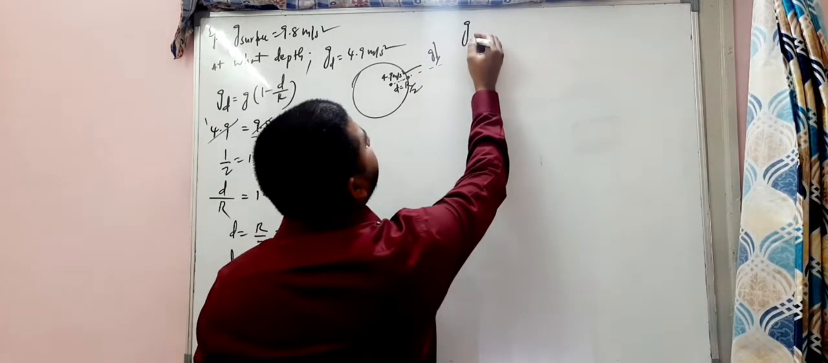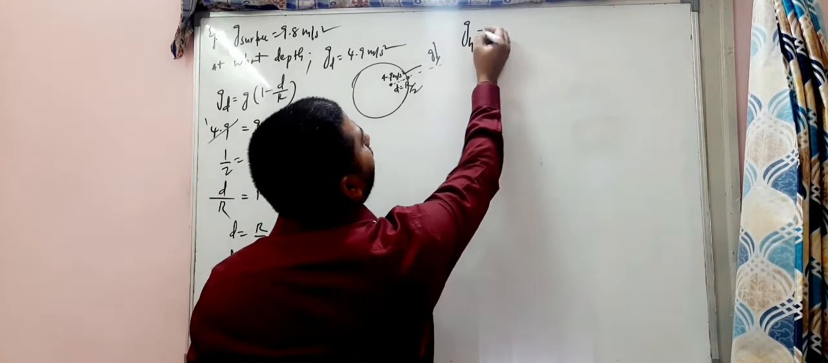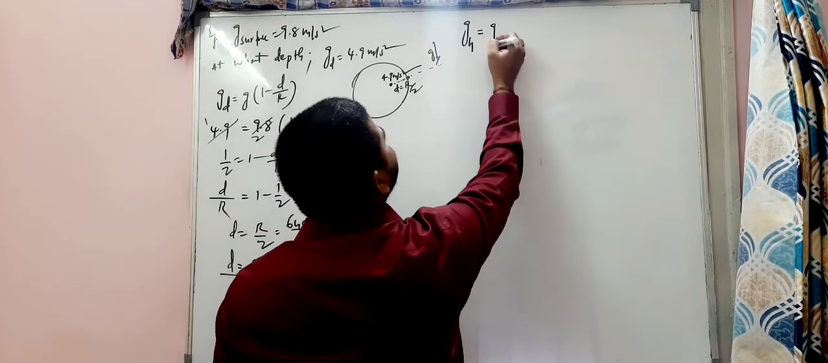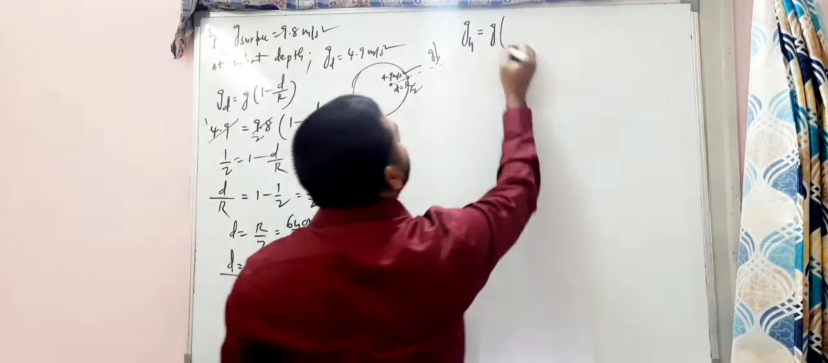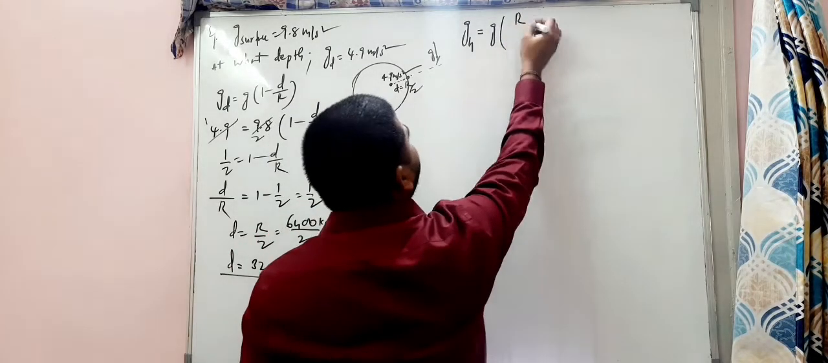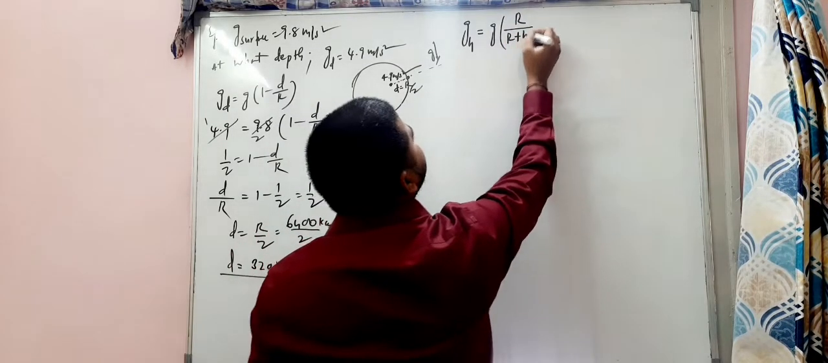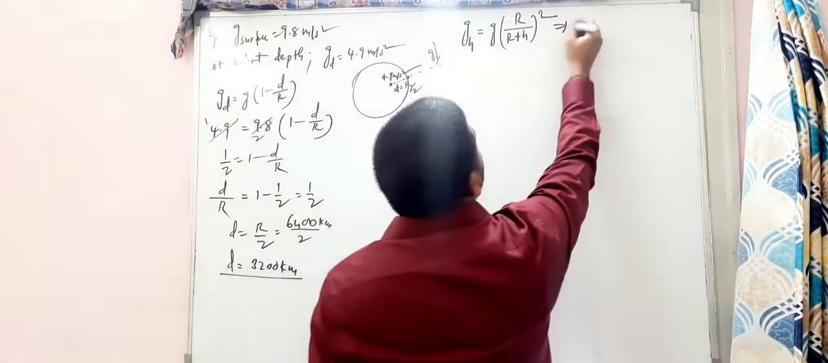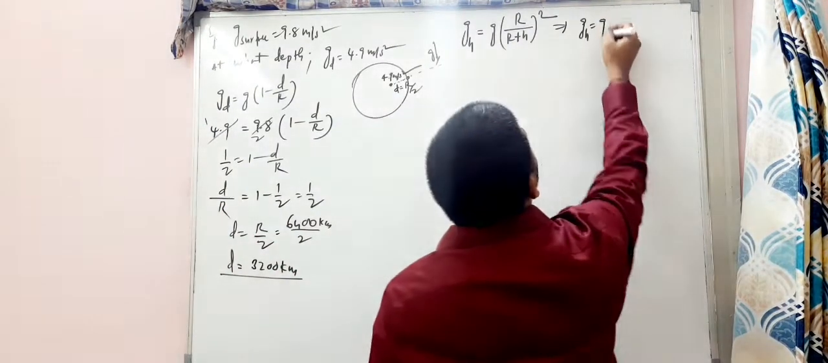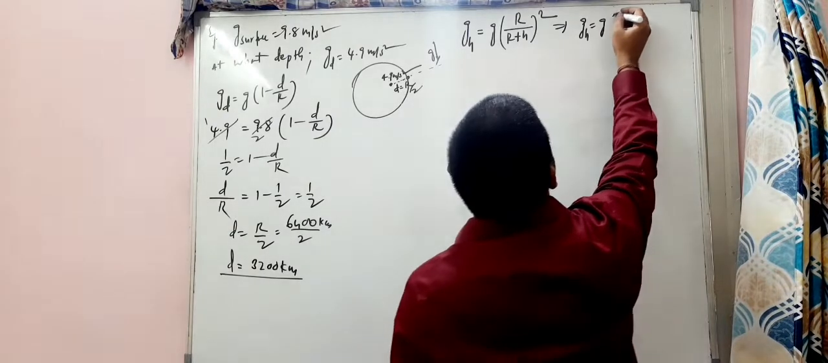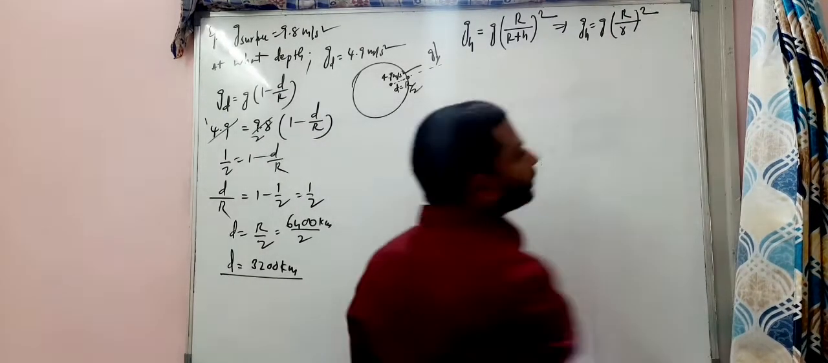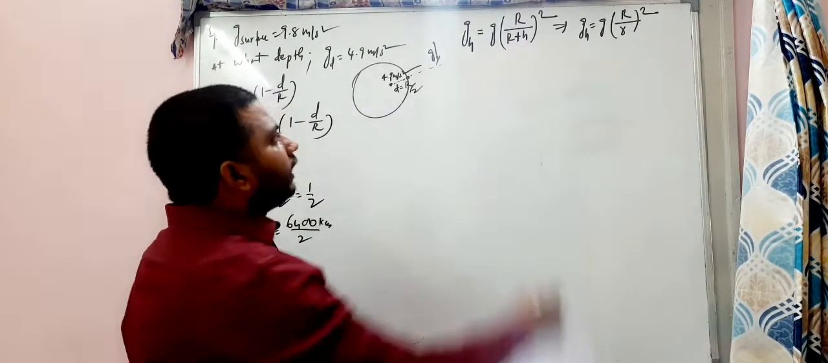Acceleration due to gravity at some height. So we have got the basic formula, which I am writing: g suffix h is equal to g suffix e into R by R plus h, whole square. This formula I can write as g suffix h is equal to g into R by r, whole square. Okay? Right?